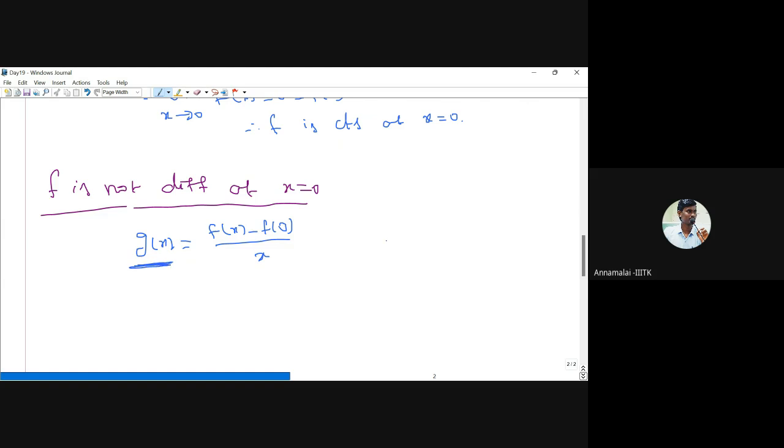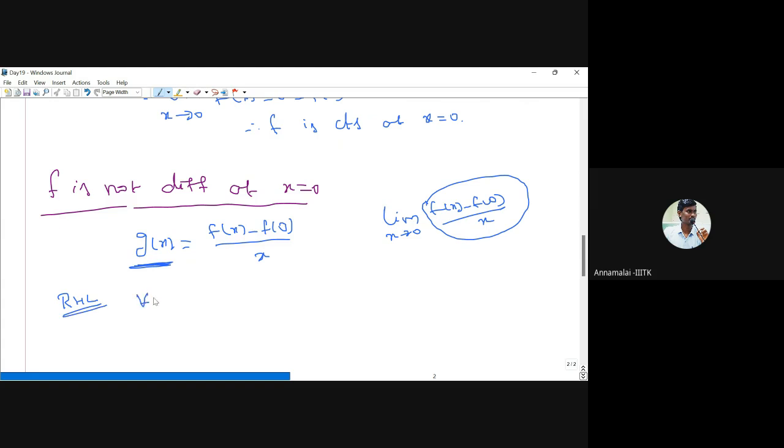So we have to check the right hand limit and left hand limit of this function g of x, because we have to check whether the limit x goes to 0 of f of x minus f of 0 by x minus 0 exists or not. That is, we check the right hand limit and left hand limit of this function, f of x minus f of 0 by x, which we call g of x.